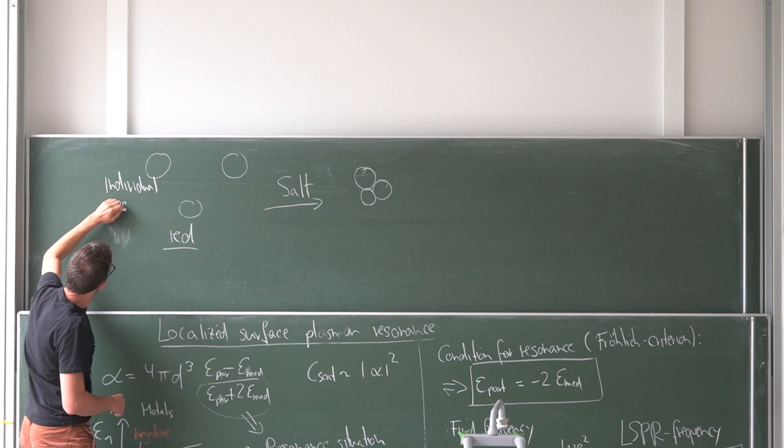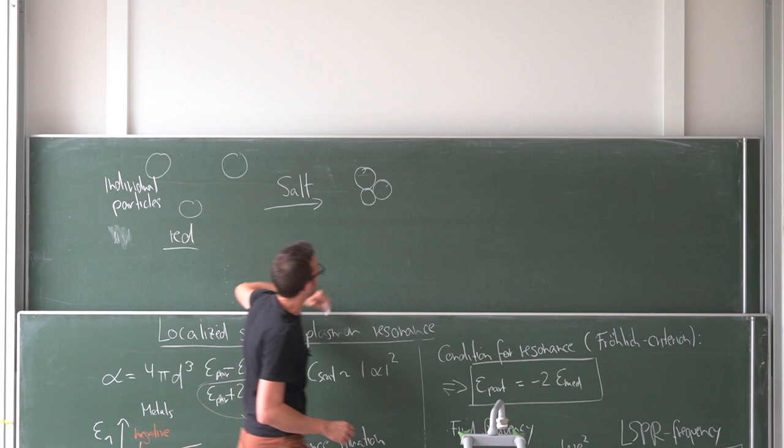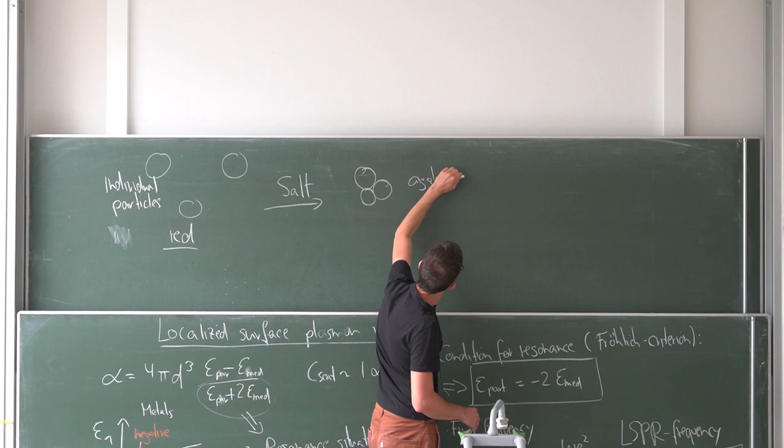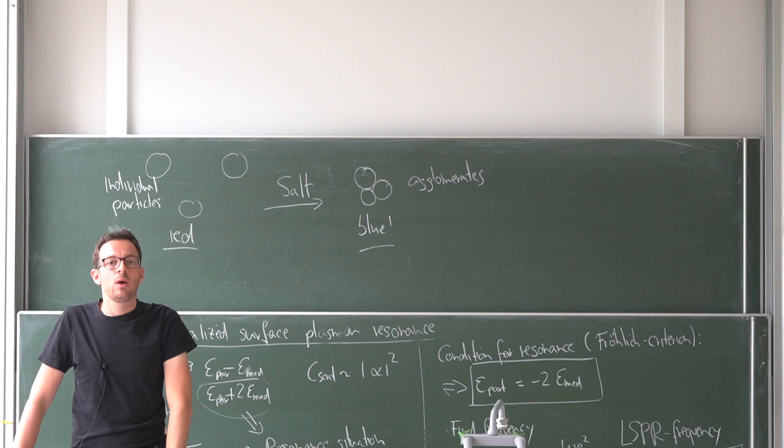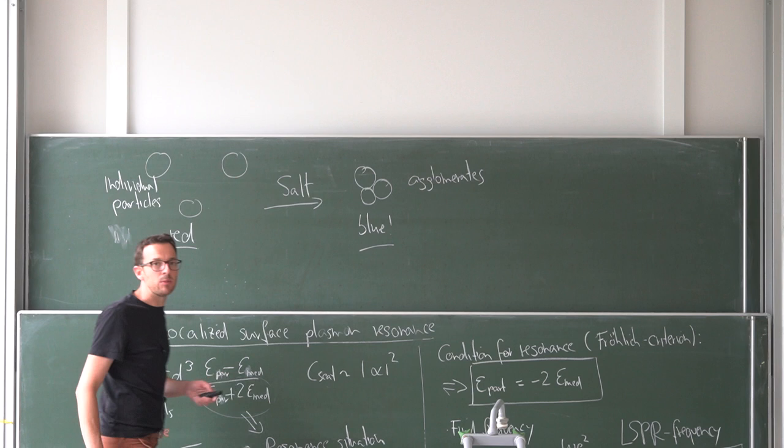Particles, they have a red color, and here I have agglomerated, and suddenly I observe a blue color. So now our task is to figure out what is going on in this experiment. And just to demonstrate this a little bit nicer, I give you a second experiment.